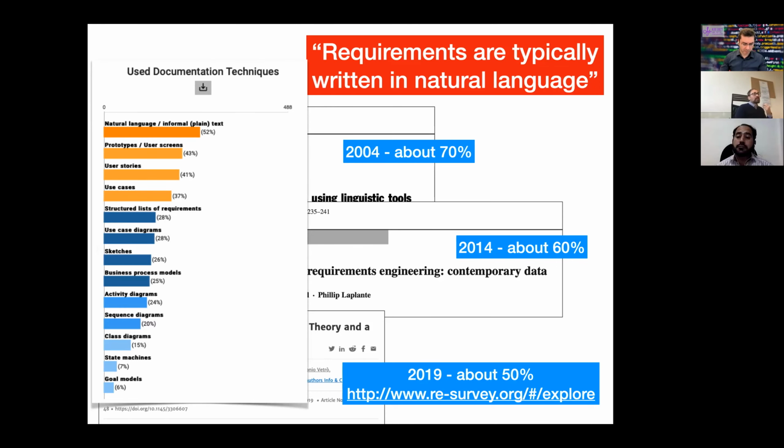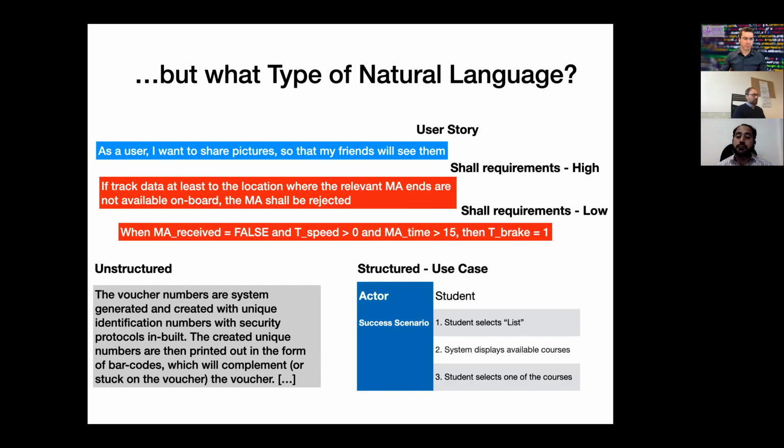But the issue is what type of natural language? Well, requirements can come in very different forms. You can see some examples here. The typical example is the user story that is quite common today. For example, as a user, I want to share pictures so that my friends would see them. But in industry, it's also very common to see the classical shall requirements like this one. If track data at least to the location where the relevant MANs are not available on board, the MA shall be rejected. This is a real requirement.